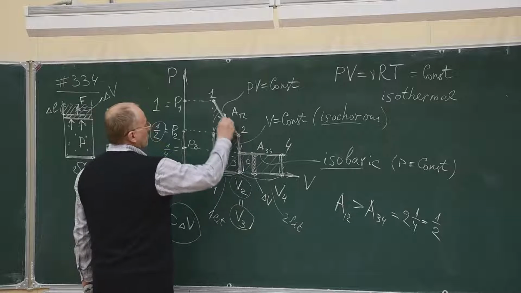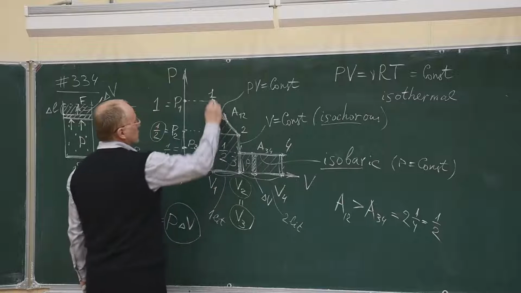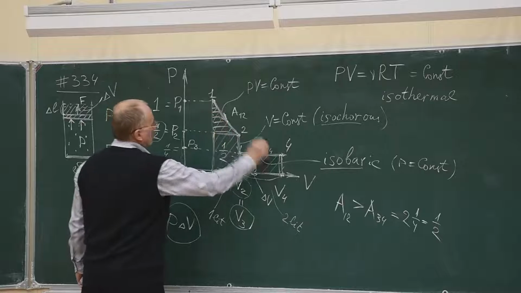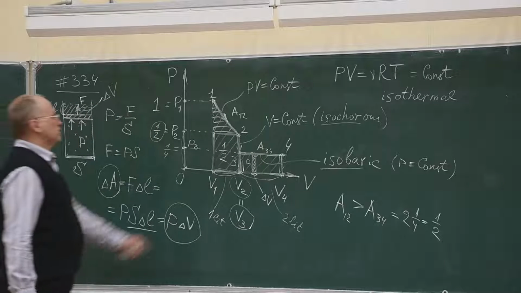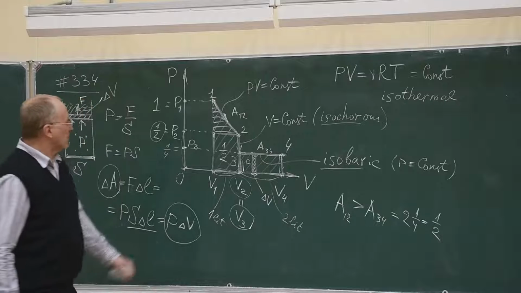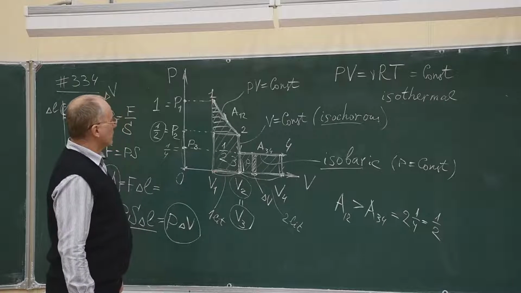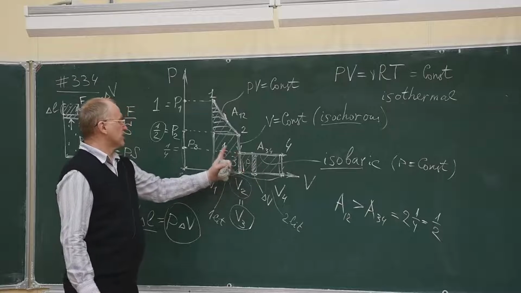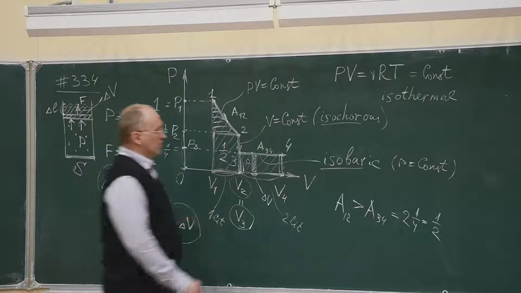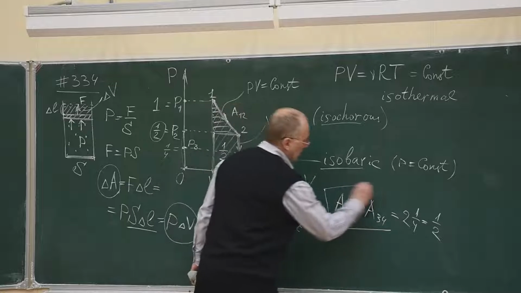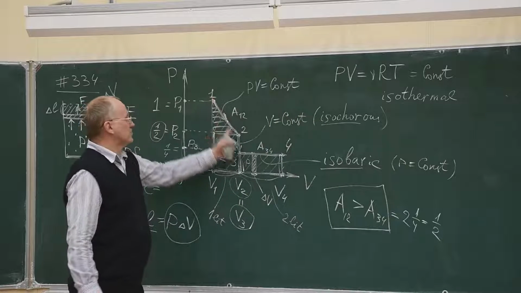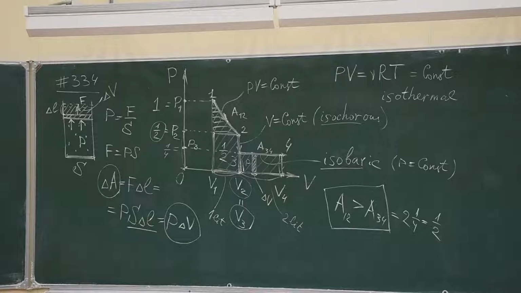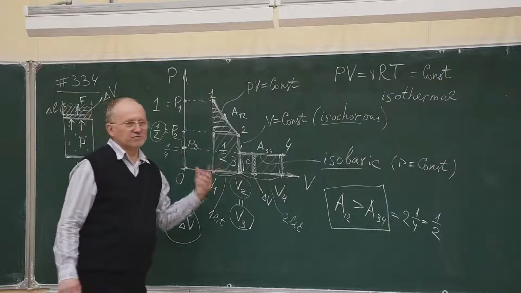Therefore, the total work, total area of this figure is surely larger than the area of this rectangle by this top figure above the rectangular figure. So we were absolutely correct when we concluded that the work performed during process 1-2 is the largest work in this total 3 processes with the gas.